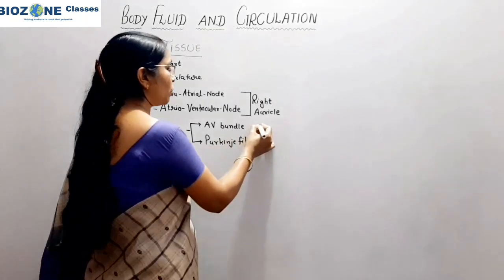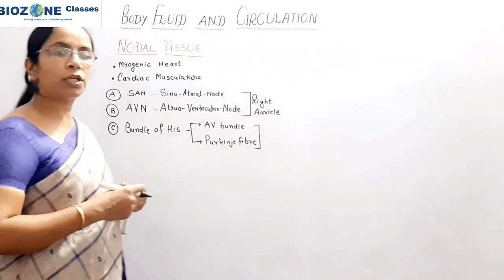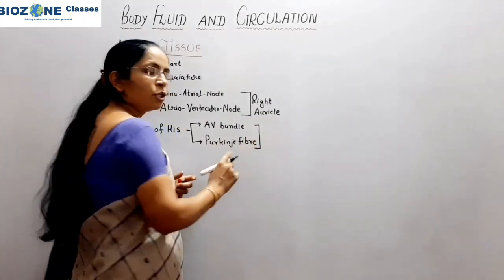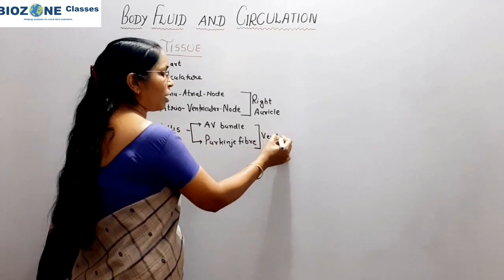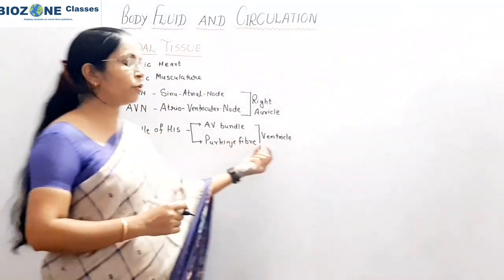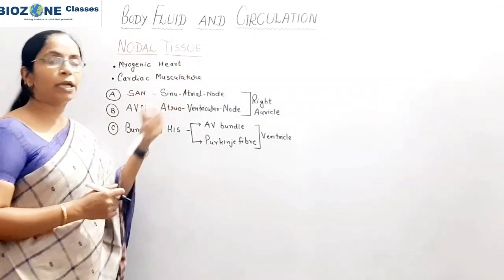The bundle of His is responsible for the action potential mainly in the ventricle. In both ventricles, here we are not going to say right or left ventricle, they are present in both the ventricles. So simply remember ventricle. Now first we come towards the sinoatrial node.